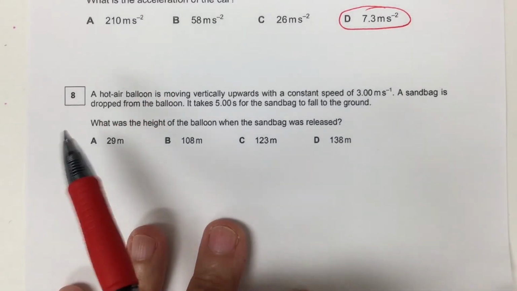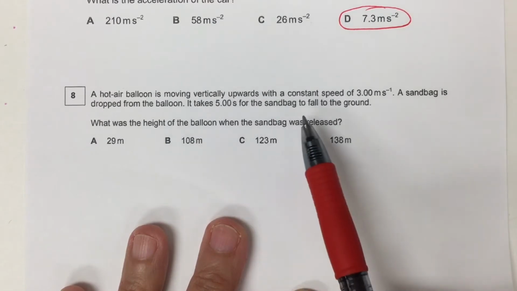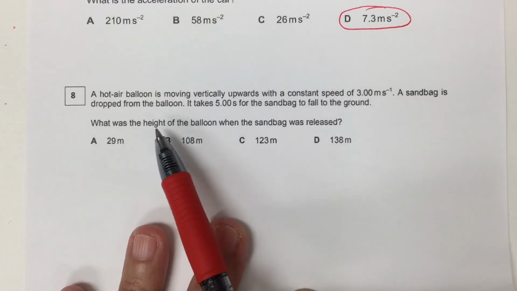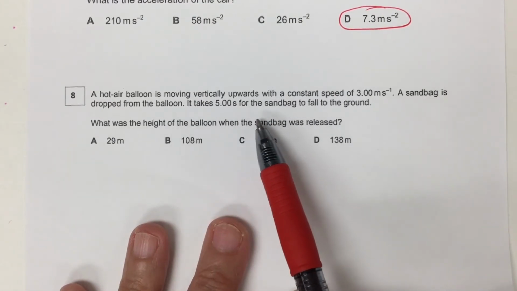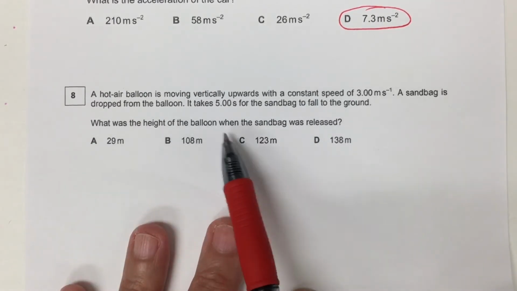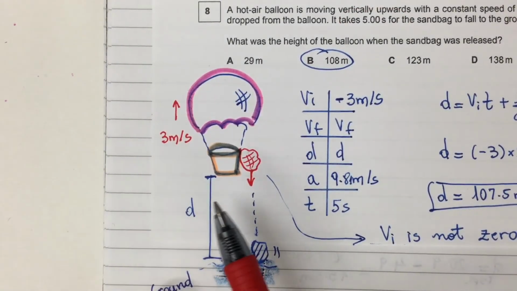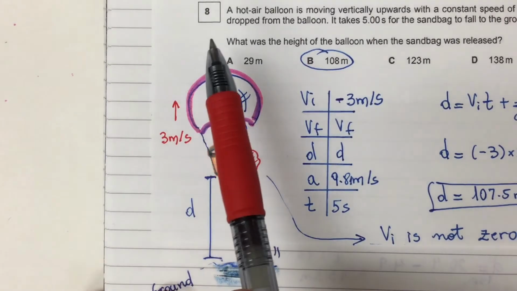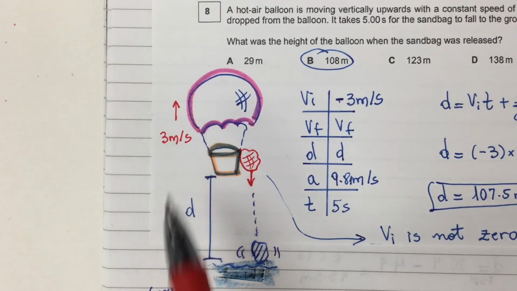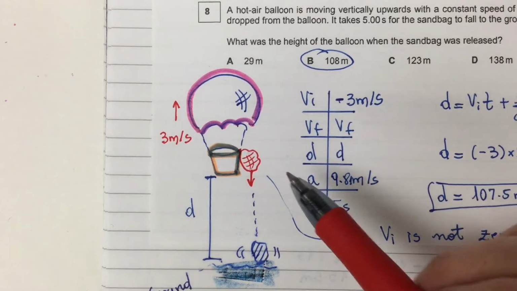Another story here. Question 8. A hot air balloon is moving vertically upwards with a constant speed of 3 meters per second. A sandbag is dropped from the balloon. It takes 5 seconds for the sandbag to fall to the ground. What was the height of the balloon when the sandbag was released? Here is the diagram that represents this story. So the balloon is moving vertically with a speed of 3 meters per second upward, and the sandbag is being dropped here, right? Now remember one thing.